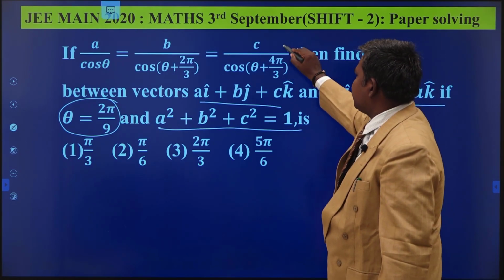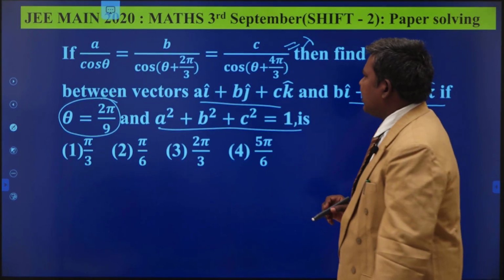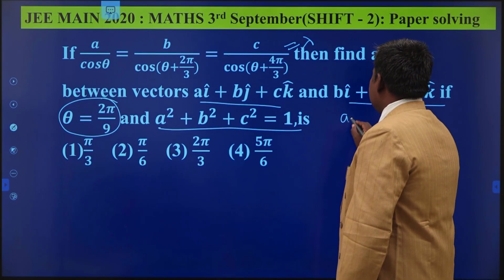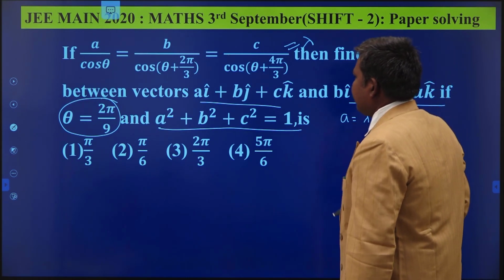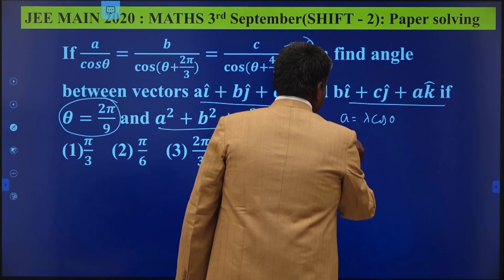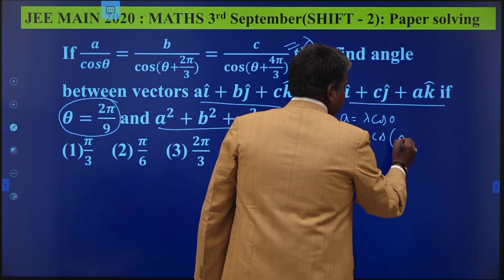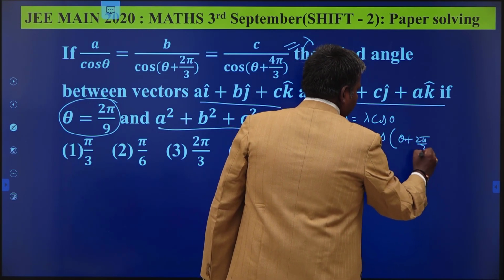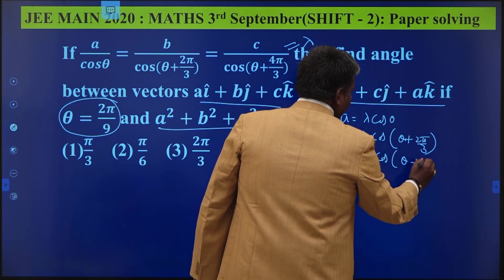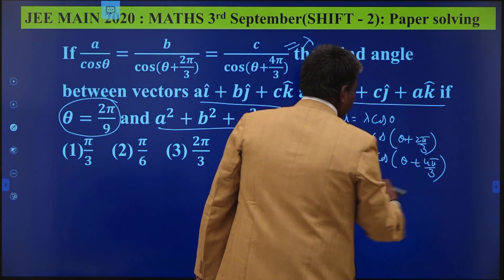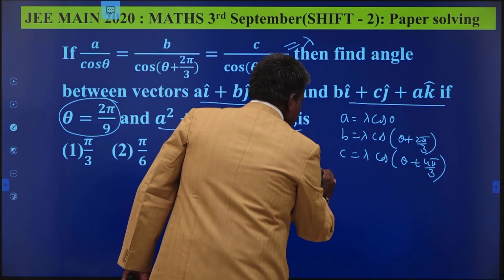From this equation, let us say these three equalities are taken as lambda. Then what about my A? A is equal to lambda cos theta. Listen carefully. B is equal to lambda times cos of (theta plus 2 pi by 3). C is equal to lambda times cos of (theta plus 4 pi by 3). Now I would like to join these three. A plus B plus C is what?